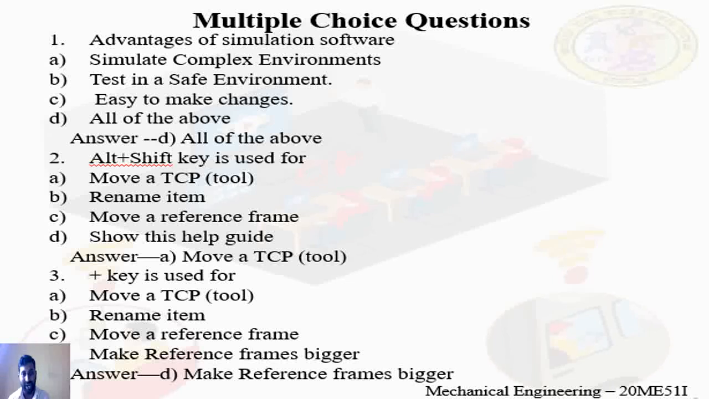Second question, Alt plus Shift key is used for: A, move a TCP tool center point, B, rename item, C, move a reference frame, D, show this help guide. We know Alt plus Shift key is used to move a TCP tool center point. Third one, plus key is used for: move a tool center point, rename item, move a reference frame, make a reference frame bigger. That we know option D is the right answer. Make a reference frame bigger.